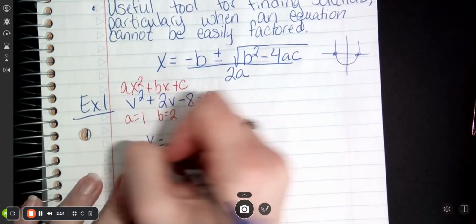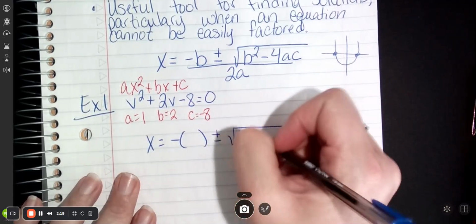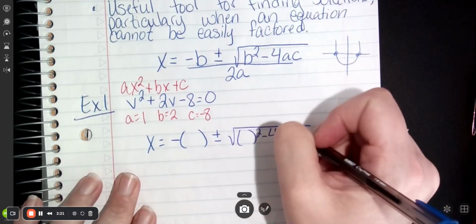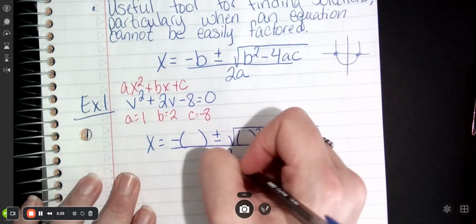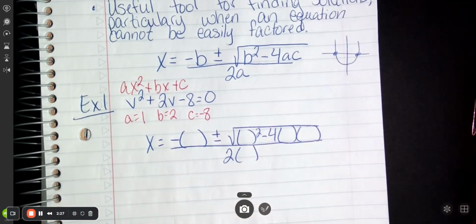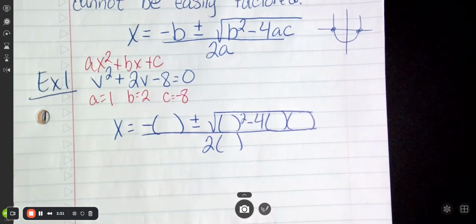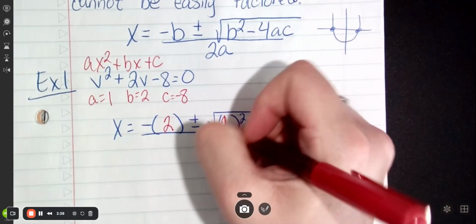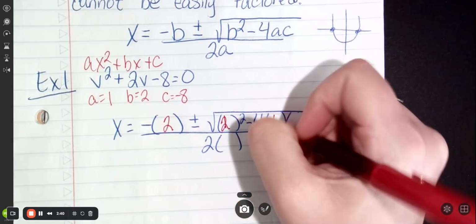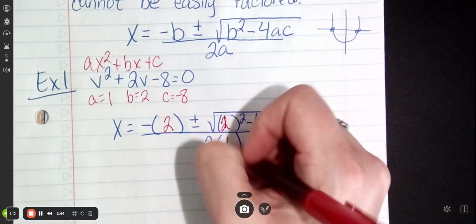Now, when I substitute for any formula, I always use parentheses. That's also how I put it in the calculator. I use all those parentheses too, just to make sure we don't have double negatives somewhere. I want it to look exactly like it's supposed to. Okay, and then I just substitute in negative b, plus or minus the square root of b squared minus 4 times a, which is 1, times c, which is negative 8, all over 2 times 1.